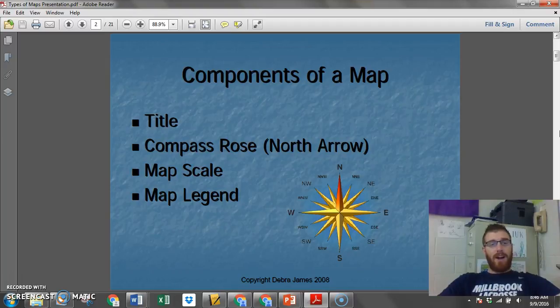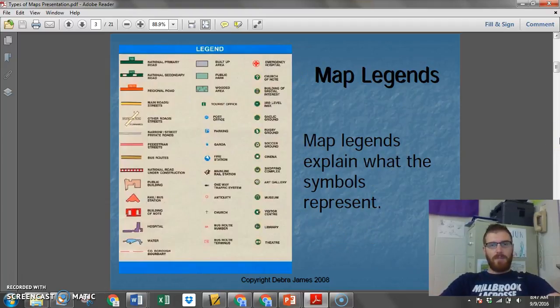All maps will have a title, a compass rose, which is just something that shows direction because you need to know which way is up. This is an example of a compass rose right here. A map scale and a map legend. Okay, simply put, the map legend explains what the symbols on the map represent.